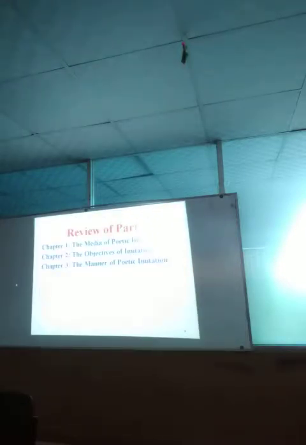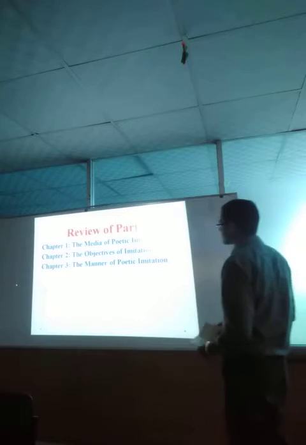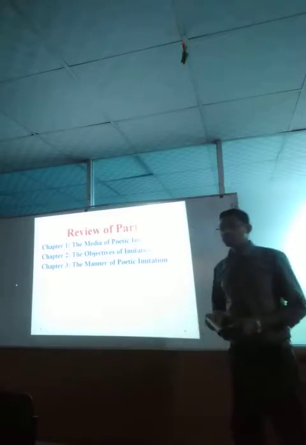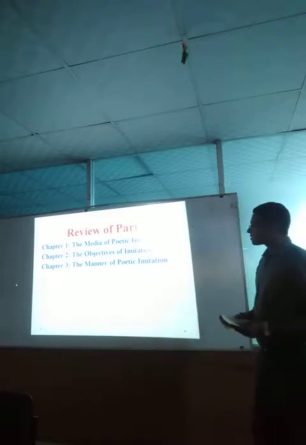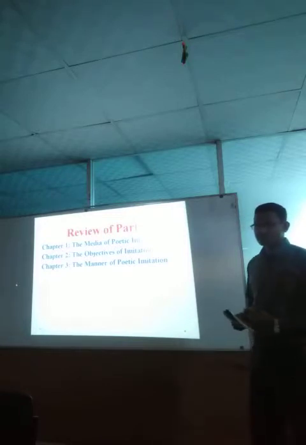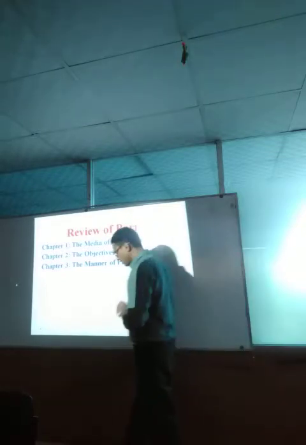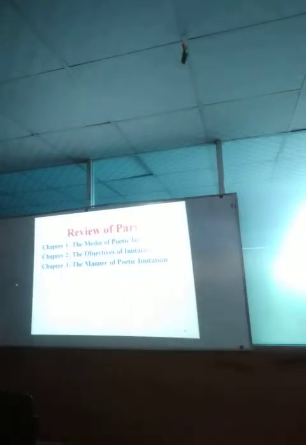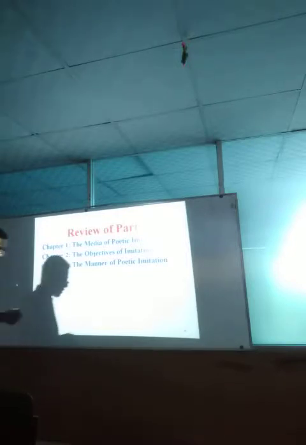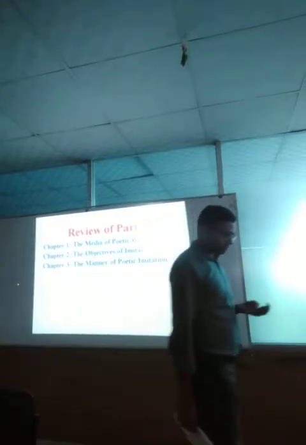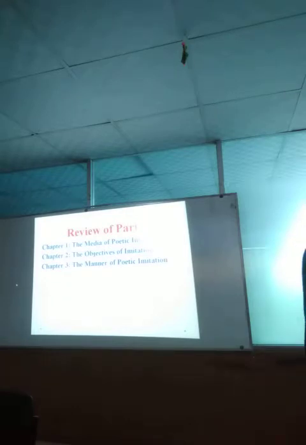The very first one is the media of poetic imitation. Can anyone recall what matters we have discussed in the very first one? The medium. We know that every artistic thing, the songs, dance, literature, are represented through three things. What are the three things? Can anyone recall? Rhythm, language, and music. Language, music, and rhythm. Okay?